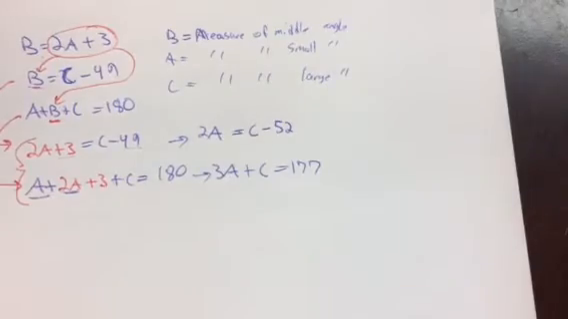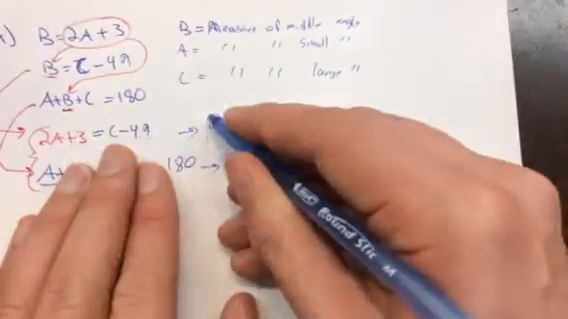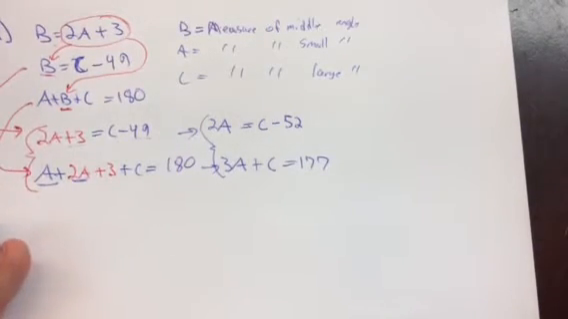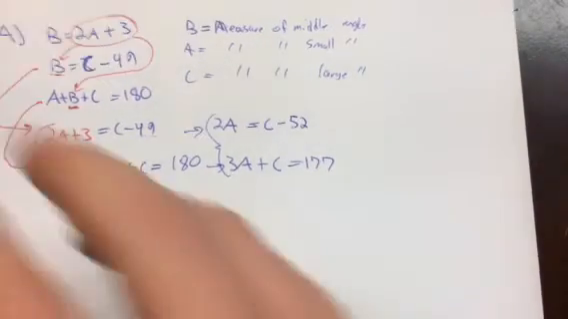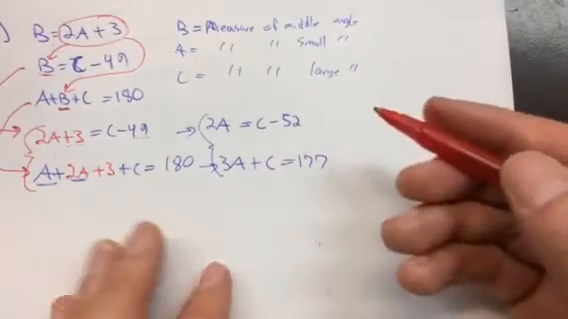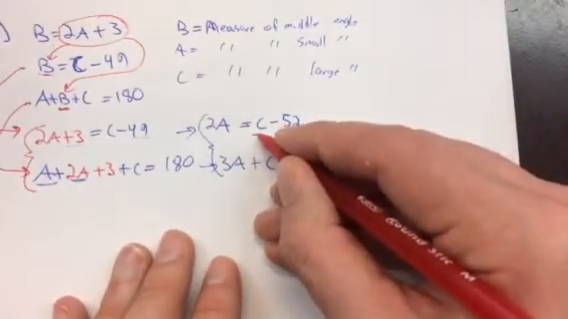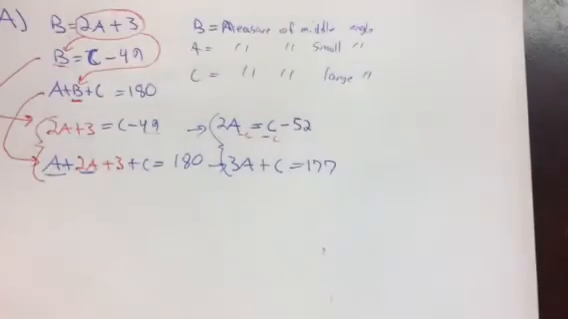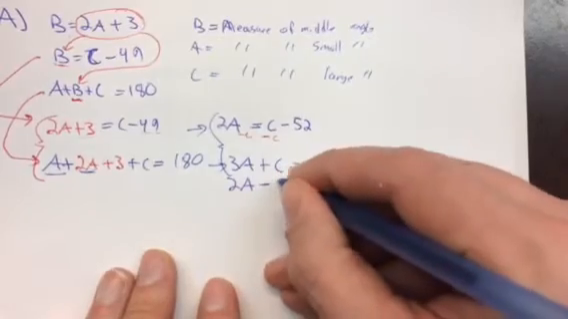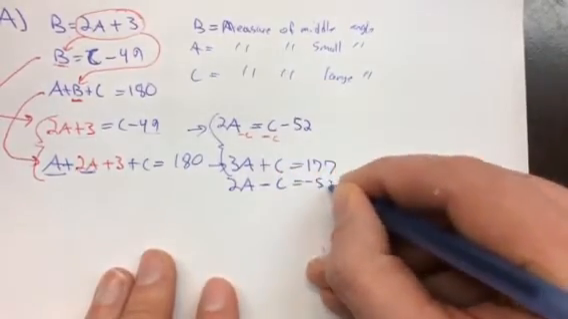And now from here, just like in Algebra 1, I can choose: do I want to use substitution, elimination, graphing even. And I think for this one, when I look at it, I like elimination a lot. I'm going to subtract the c to the other side, and that way I get my variables to line up. 2a minus c equals negative 52.